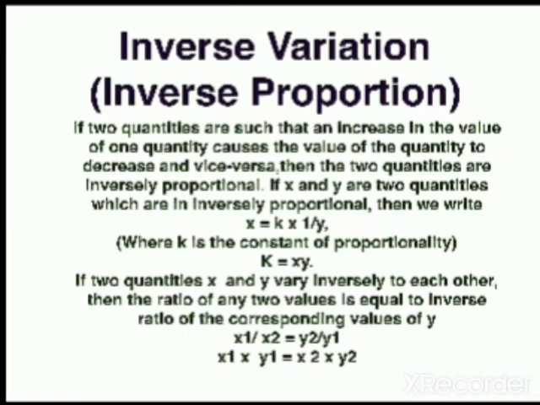Similarly, what is inverse variation? Inverse variation means that if two quantities are such that an increase in the value of one quantity causes the value of the other quantity to decrease, and vice versa. Means if one quantity is increasing, the other will decrease. The two quantities are inversely proportional. If x and y are two quantities which are inversely proportional, then we write x = k times 1/y, where k is a constant of proportionality. For inverse variation, you have to use the formula x1 × y1 = x2 × y2.